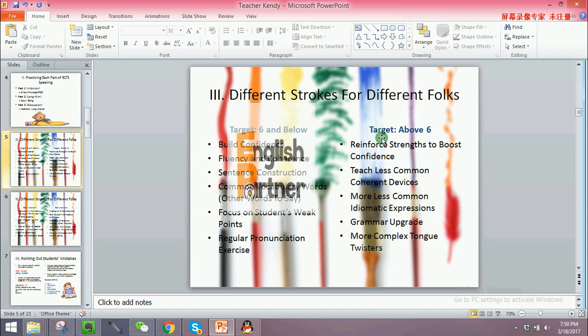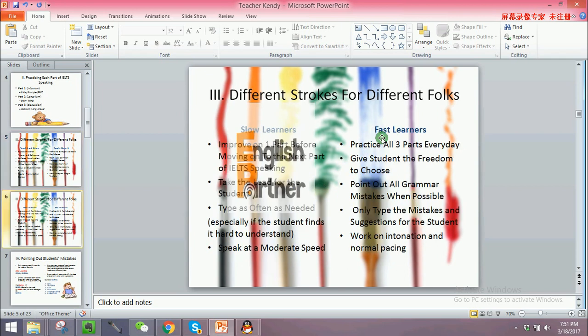Whereas for those whose target is 6 or above, I first reinforce their strengths because that's where they can bank on, as it is their edge over others. And we go through advanced expressions, cohesive devices, or coherent devices, idioms, and we enhance their grammar skills. When we have to do a pronunciation exercise, I usually give them more complex tongue twisters.